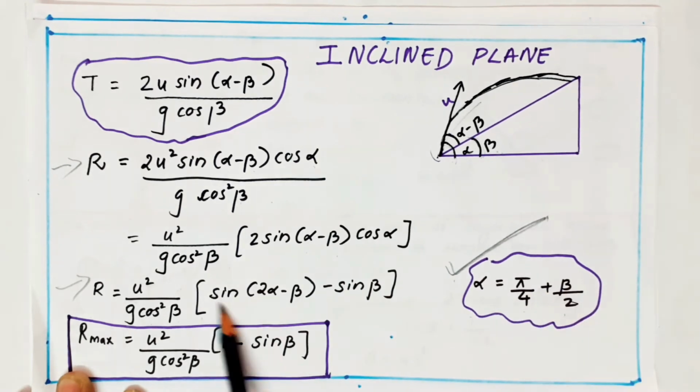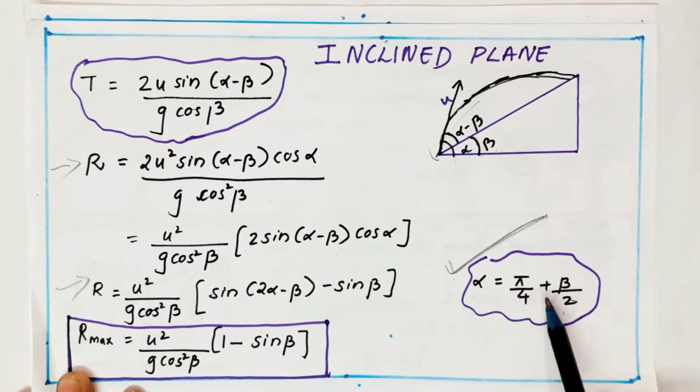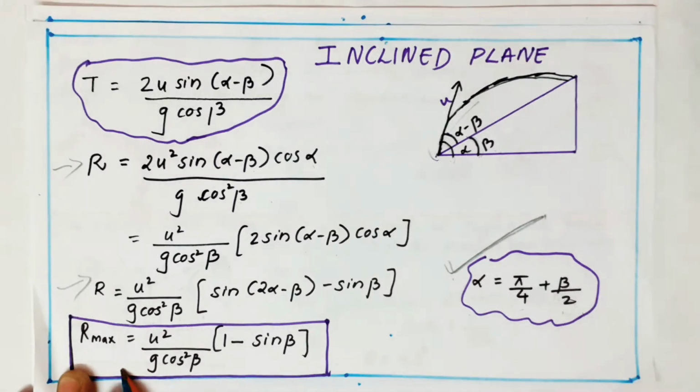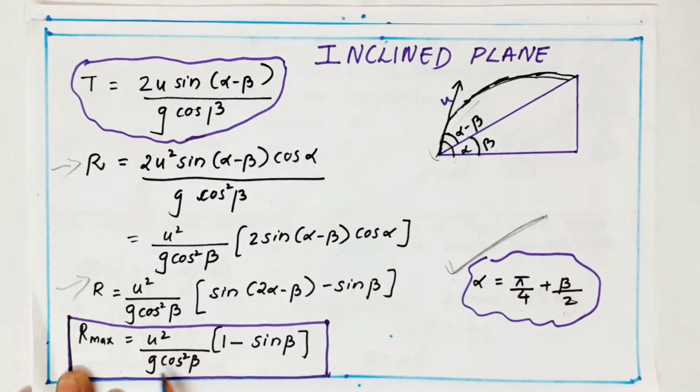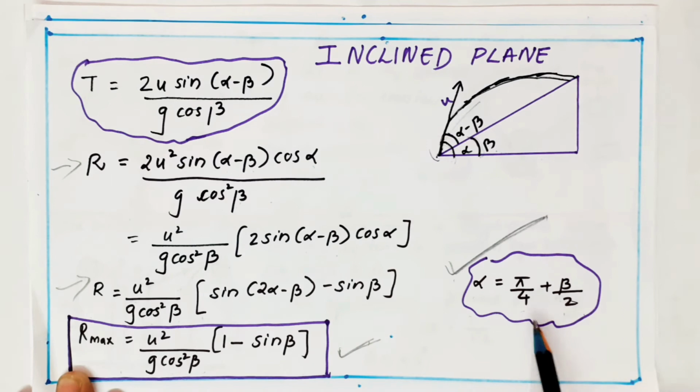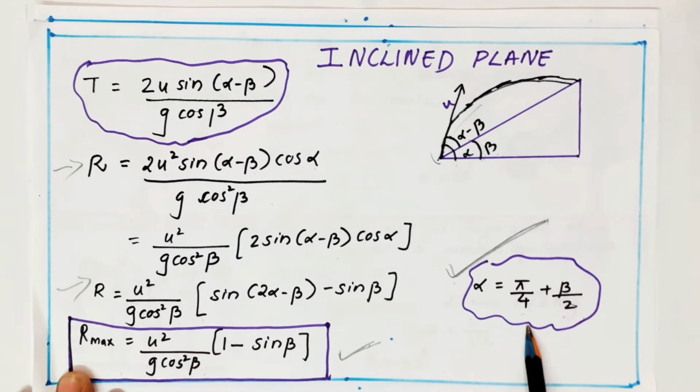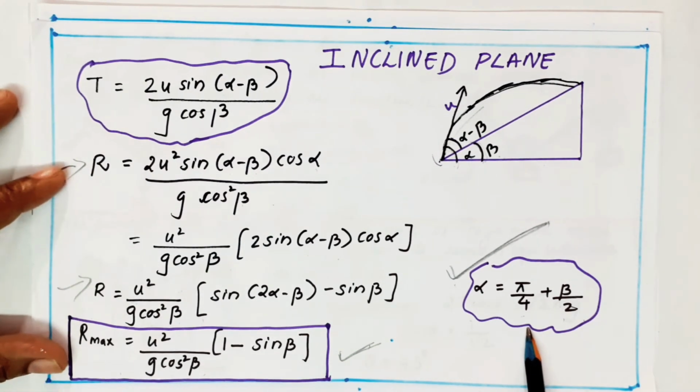We are applying the condition here, and when this value becomes maximum, we will check it. So we can write that alpha equals pi by 4 plus beta by 2. With that substitution, you will get an equation: R max is equal to u square by g cos square beta into 1 minus sin beta. Learn this equation. In this equation, there is no alpha because we are substituting the alpha value like this. So you have to remember this equation also.